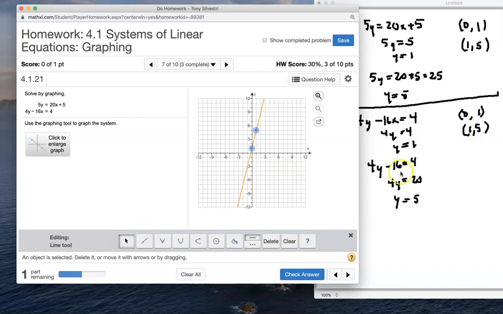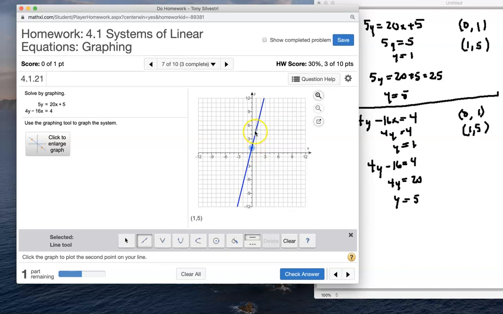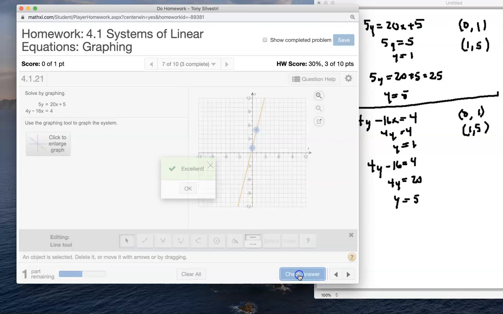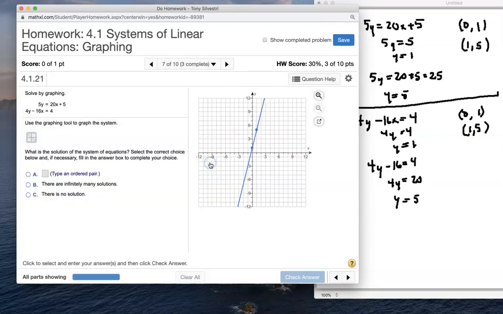Then they're asking us to do the bottom equation, and guess what? It's the same line, where these lines are on top of each other. 0, 1, and then we've got 1, 5. Am I lying to you? Check your answer. No, I'm not lying to you.